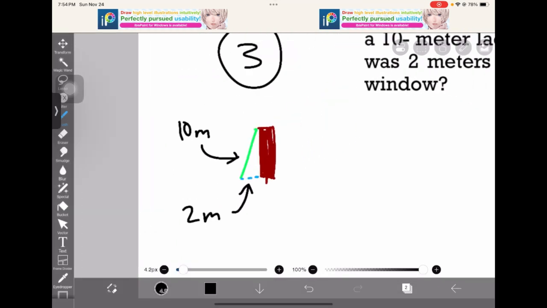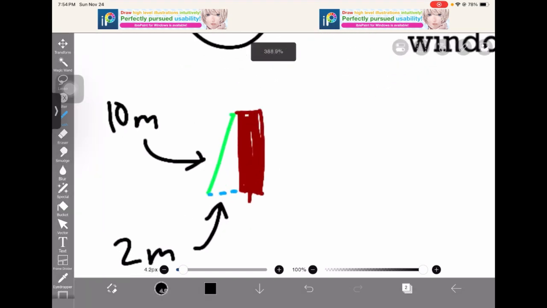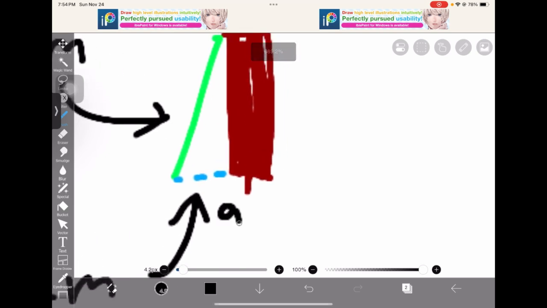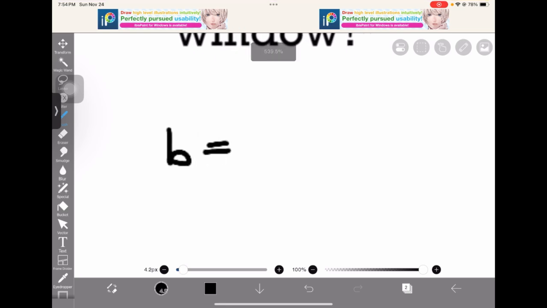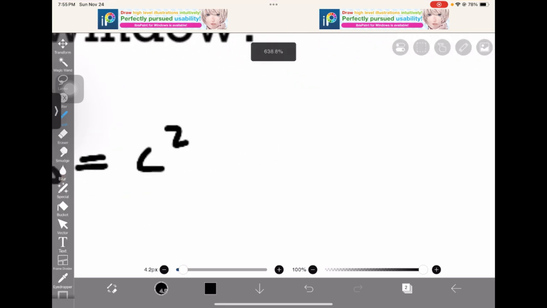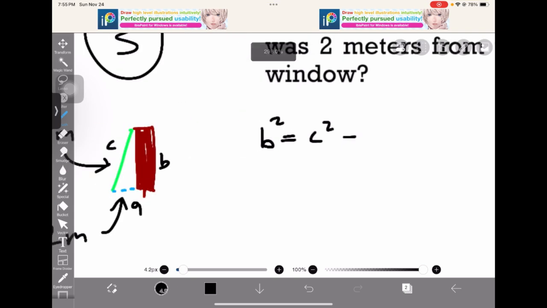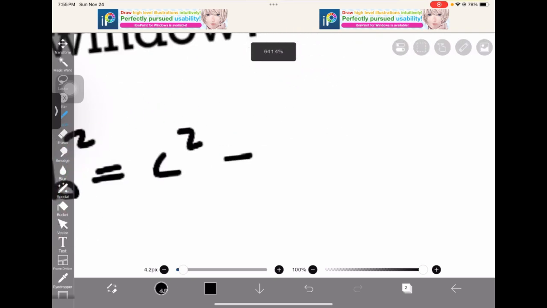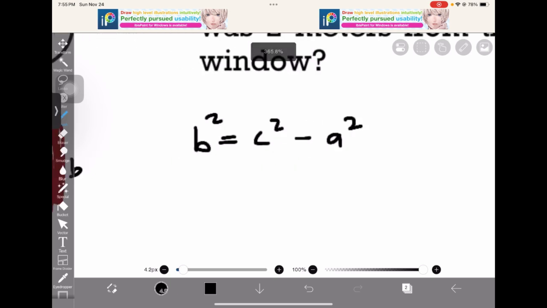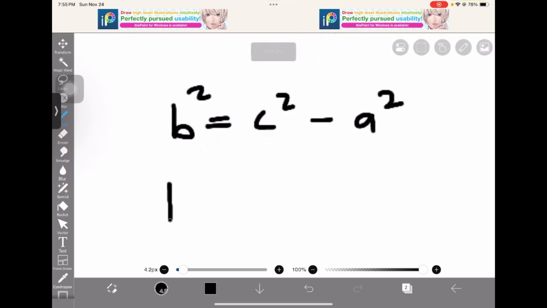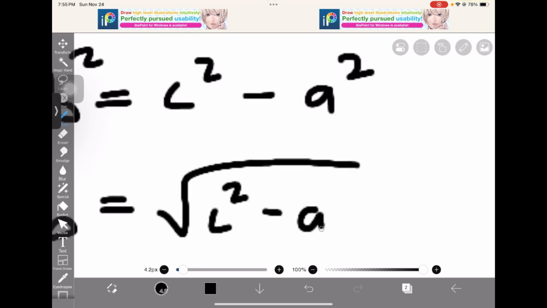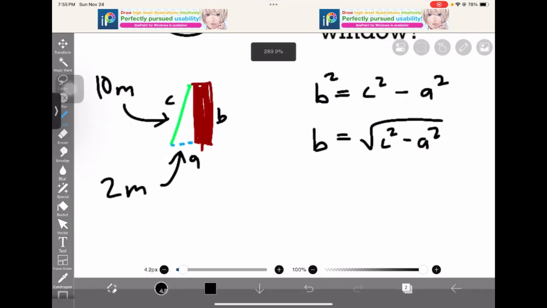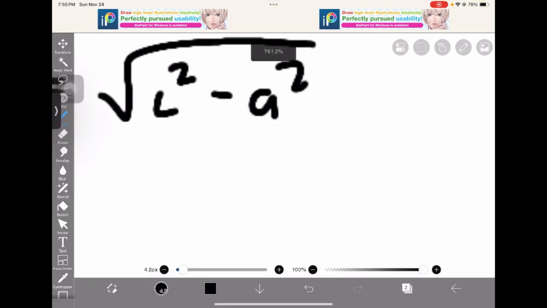Now, if you may have been observant, we can just use the Pythagorean theorem here. So this is going to be your A, this is going to be your C, so we're missing B. We know that B squared is equal to C squared minus A squared. Or let's just square root it. B equals square root of C squared minus A squared. So substituting the values, A is equal to 2 squared.